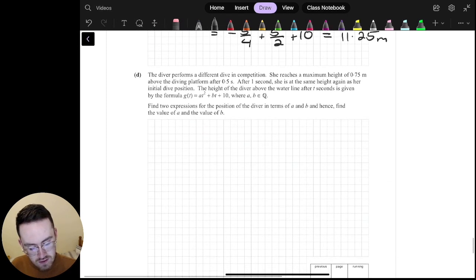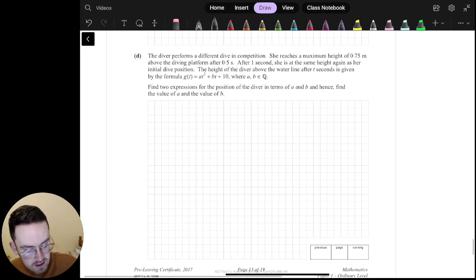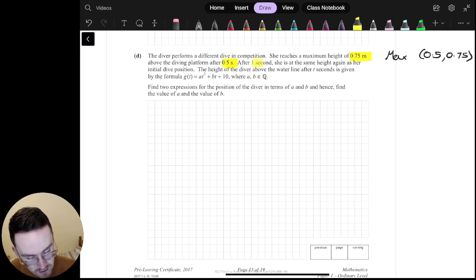The diver performs a different dive in competition. She reaches a maximum height of 0.75 meters above the diving platform after 0.5 seconds. So what does that mean for us? My max height is 0.75 meters. After 1 second, she is at the same height again as her initial dive position, so where she started. The height of the diver above the waterline after t seconds is given by this formula. Find two expressions for the position of the diver in terms of a and b, and hence find the value of a and the value of b.